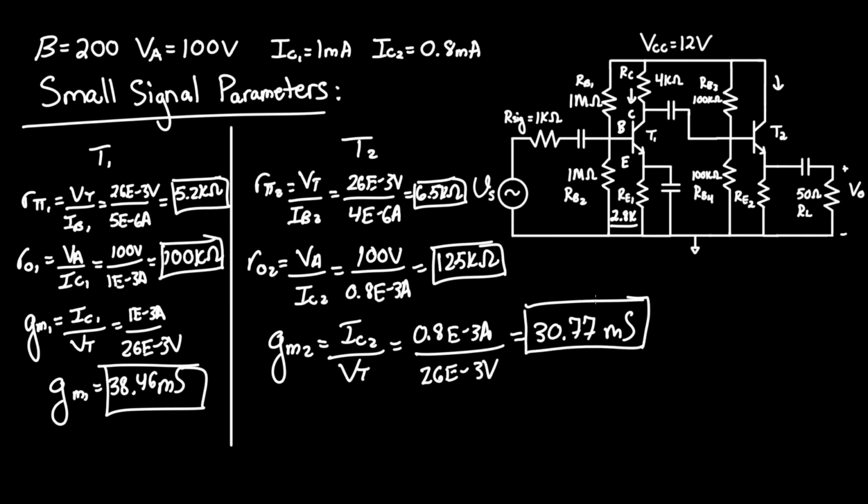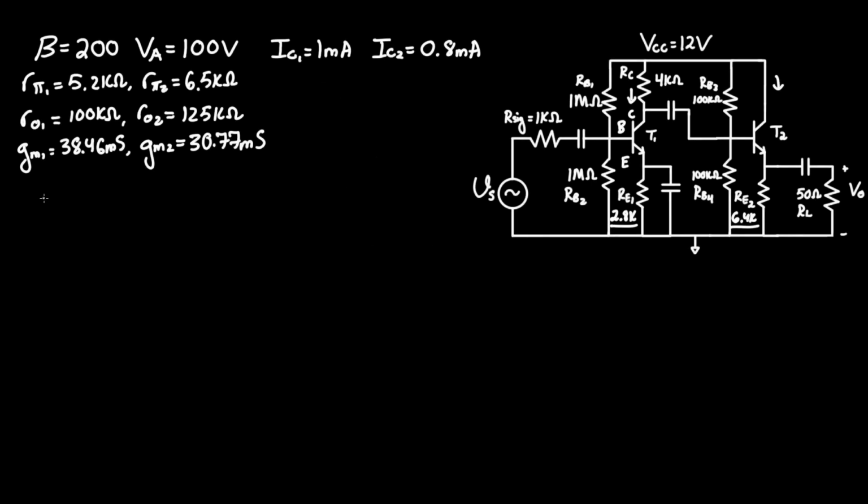We now have all that we need to perform AC analysis for this circuit. Now let's perform AC analysis. We know that caps are now shorted. So that means we now have to include the voltage source, R sig, RL, and so on and so forth. But we must keep in mind what type of amplifiers these are when drawing the equivalent circuit.